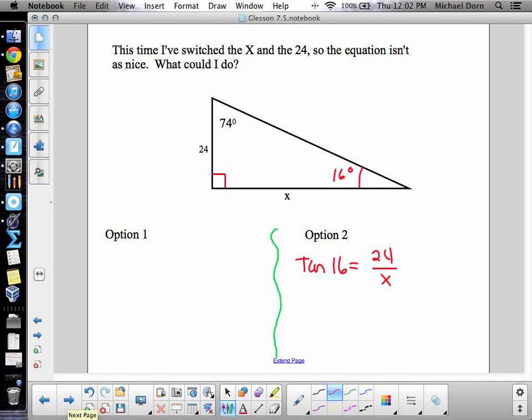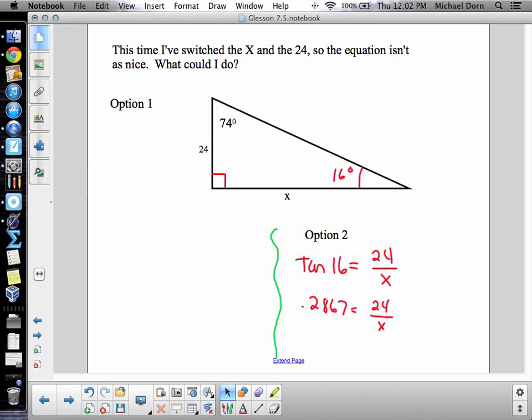Now again, we could get a decimal value. So we start by setting it up with the ratio value, then we switch this to the decimal value for tangent of 16, which we can look up. Is what? 0.2867. Now this is a little trickier equation to solve because the x is in the denominator instead of in the numerator, but it's really not that bad. I'll explain to you how we do it a couple different ways.